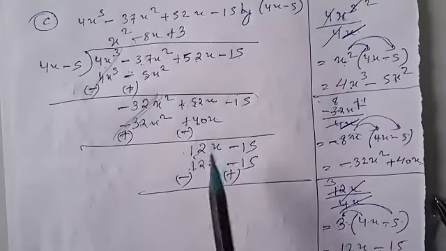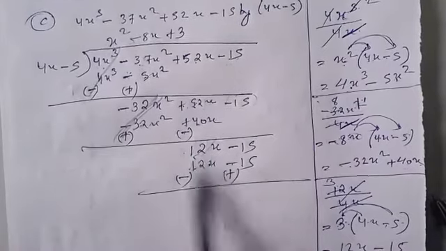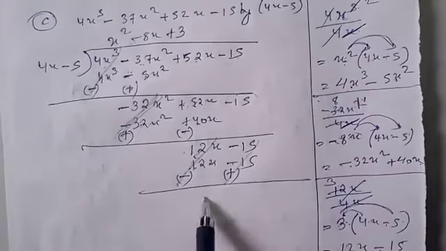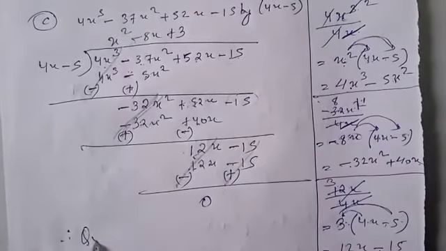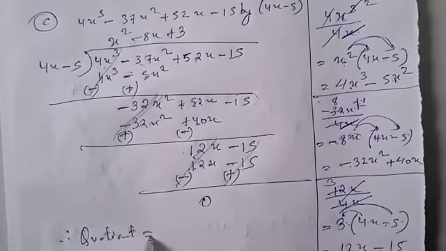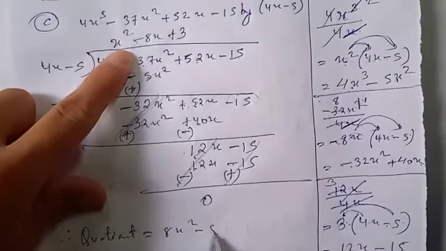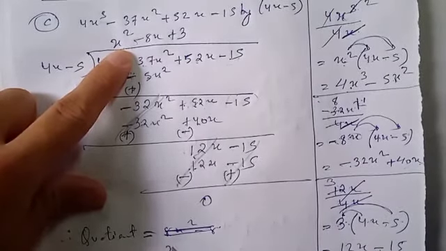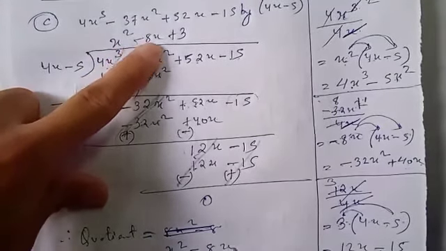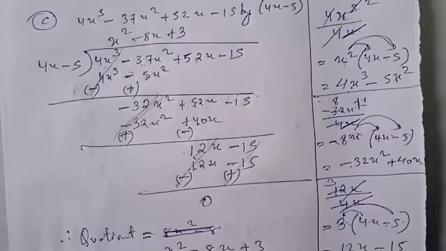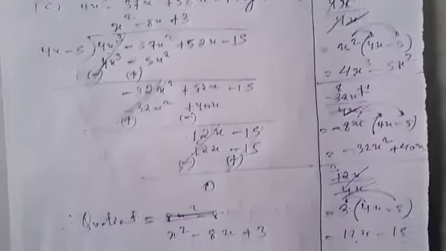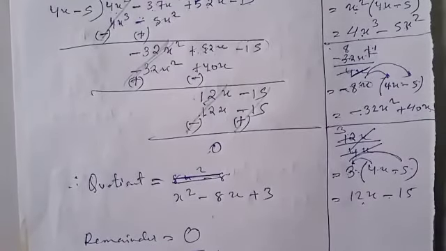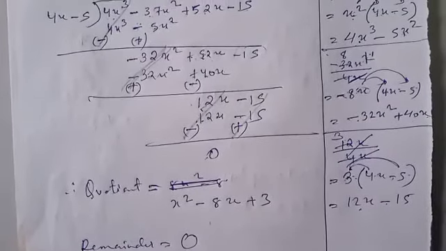Same value, plus and minus signs, we can cancel. Let's check it out. 12x and 12x, one is plus, one is minus, cancel. 15 and 15, same, one is minus, one is plus, cancel. Nothing remains, the remainder is 0, okay? Therefore, we can write the quotient is x squared minus 8x plus 3, and the remainder is 0. Okay, this is the solution for this question.